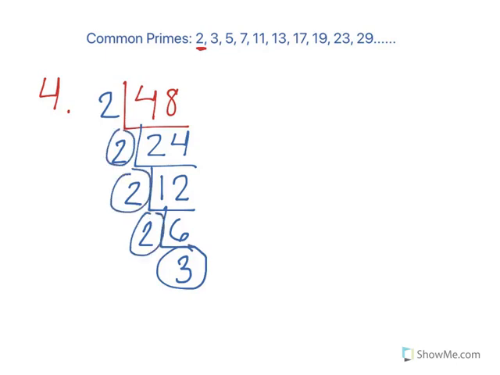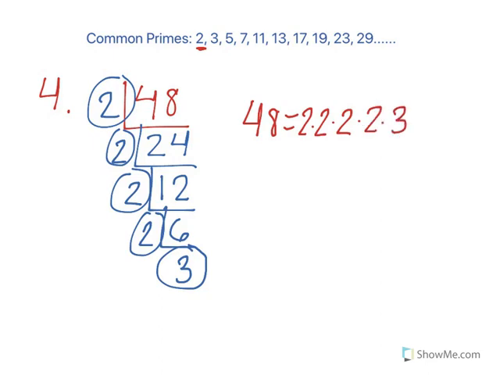So when I write my answer out, 48 equals 2 times 2 times 2 times 2 times 3. Or I can write it with my exponents as 2 to the fourth power times 3 to the first power.